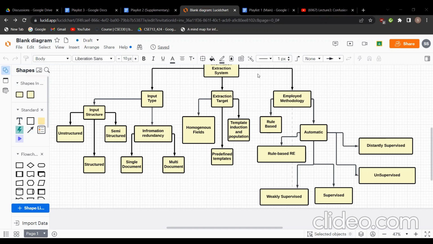Alternatively, one can start out with a set of seed tuples describing entities with a specific relation.